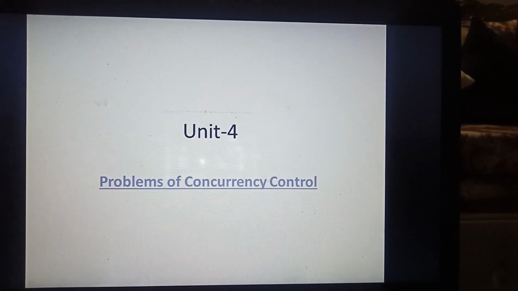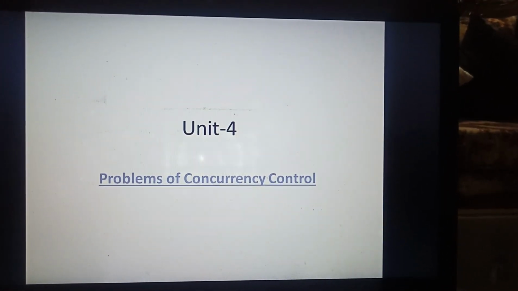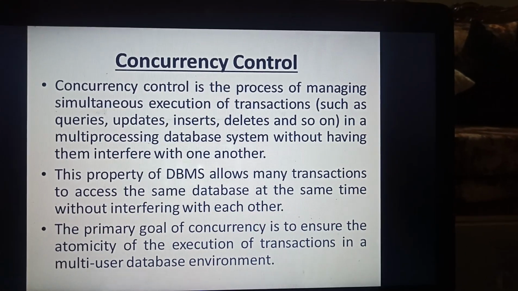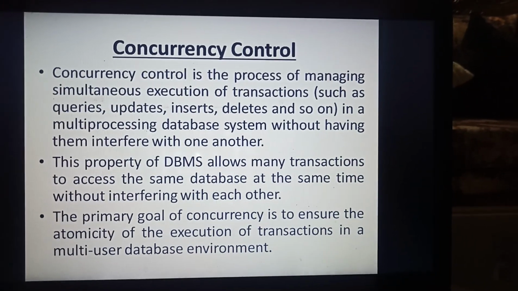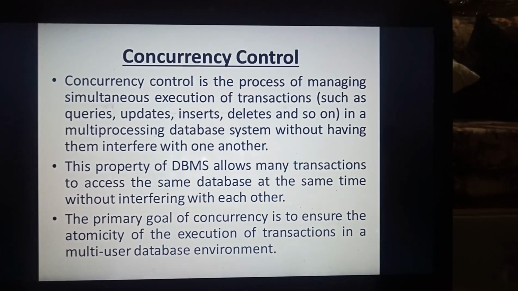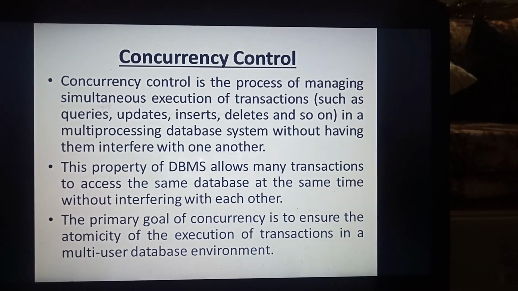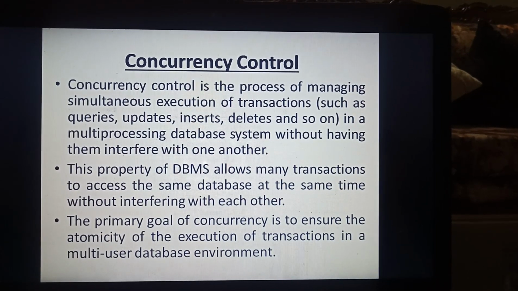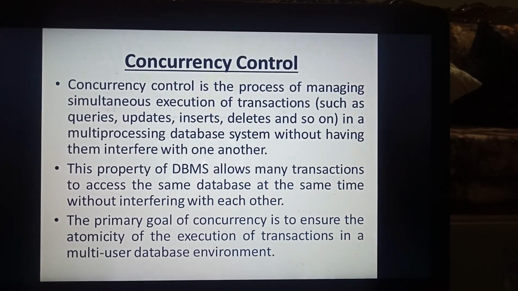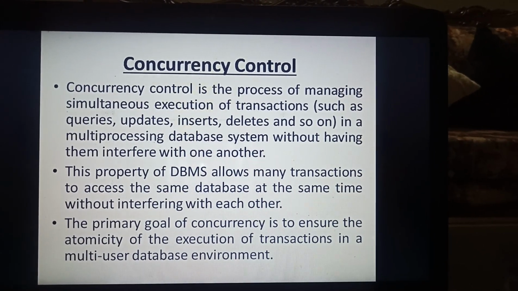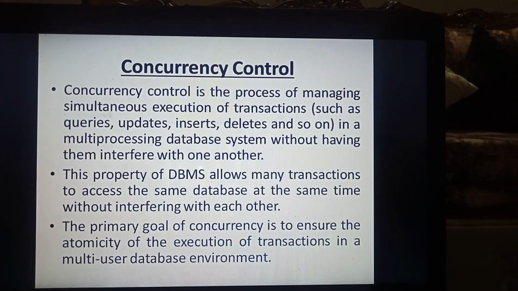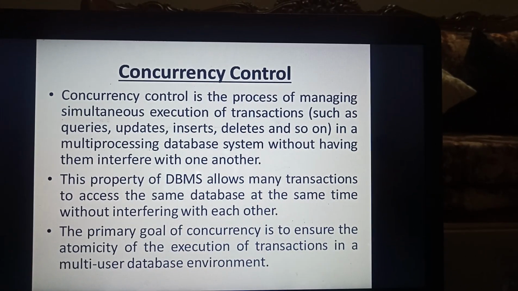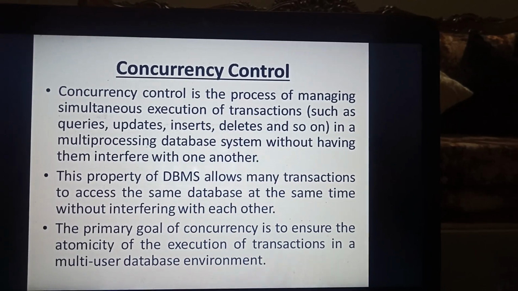Students, in this video we will discuss the topic problems of concurrency control. Now, concurrency control is the process of managing simultaneous execution of transactions in a multi-processing database system without having them interfere with one another. मीन्स एक मल्टी प्रोसेसिंग डेटाबेस सिस्टम में जब साइमल्टेनियसली बहुत सारी ट्रांजैक्शन एग्जीक्यूट करती हैं तो उनके एग्जीक्यूशन को मैनेज करने के प्रोसेस को हम कहते हैं कंकरेंसी कंट्रोल.